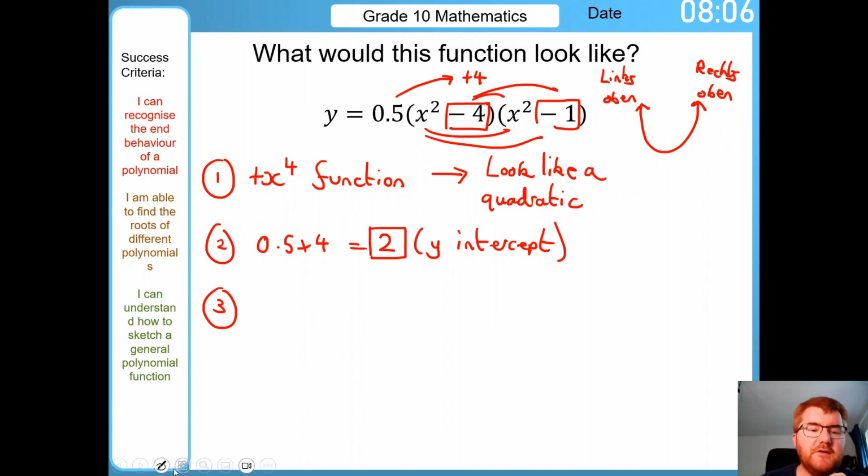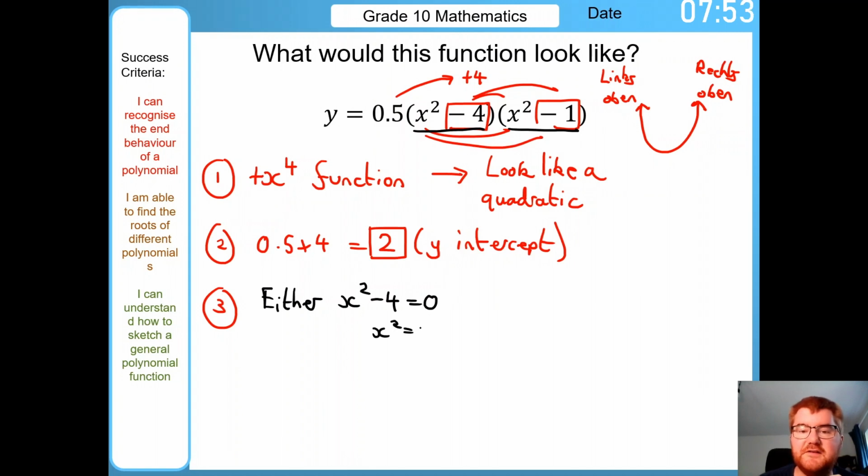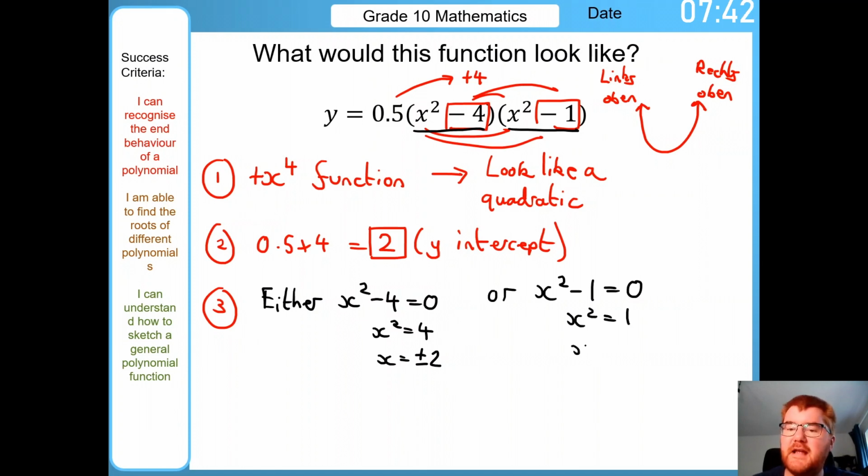And the way we do this, and we've done this in previous questions, is we take the brackets and make them equal to 0. So either x squared minus 4 is equal to 0, therefore x squared is 4, so x is plus and minus 2, or x squared minus 1 is equal to 0, x squared is equal to 1, x is equal to plus and minus 1. So what this has told us is x is equal to minus 2, minus 1, 1 and 2. These are all the places where the function crosses the x-axis.